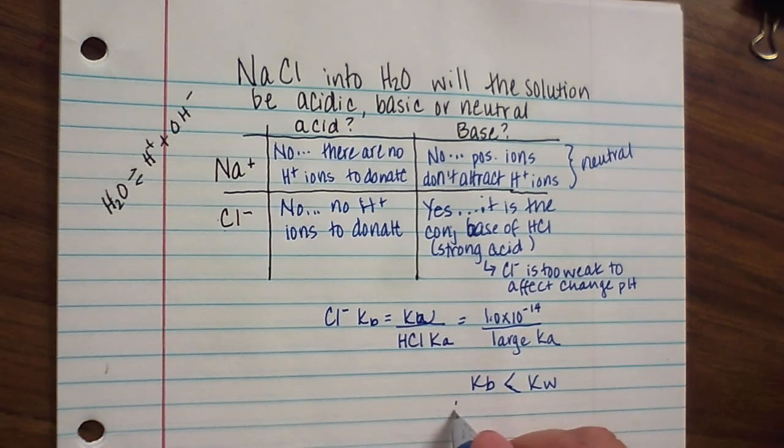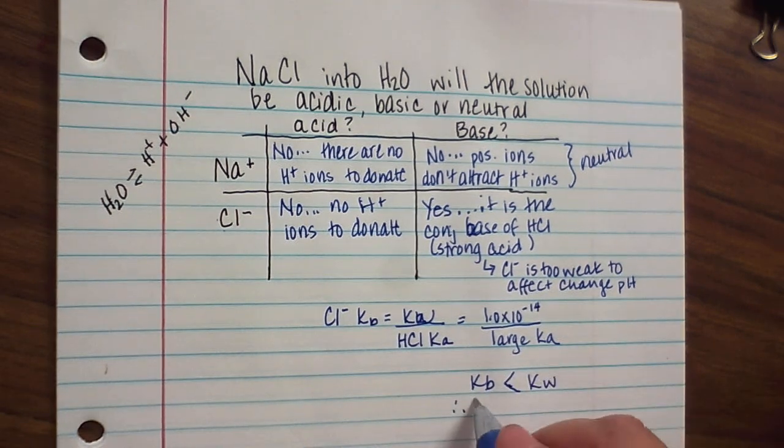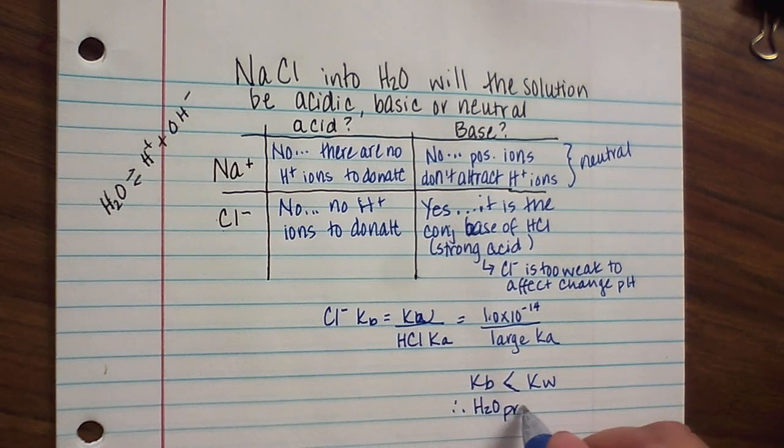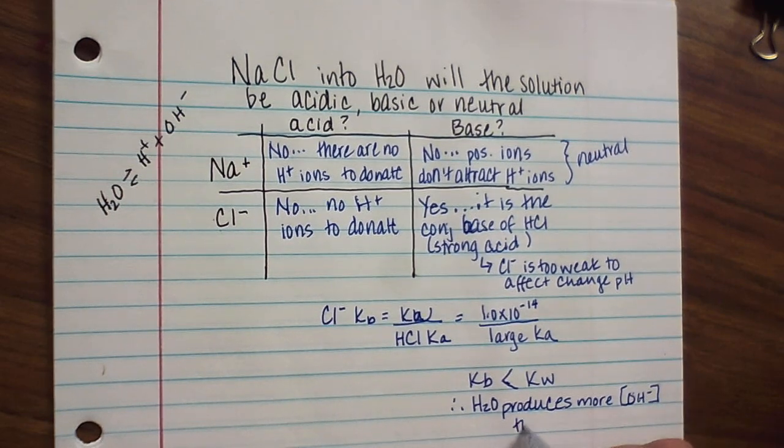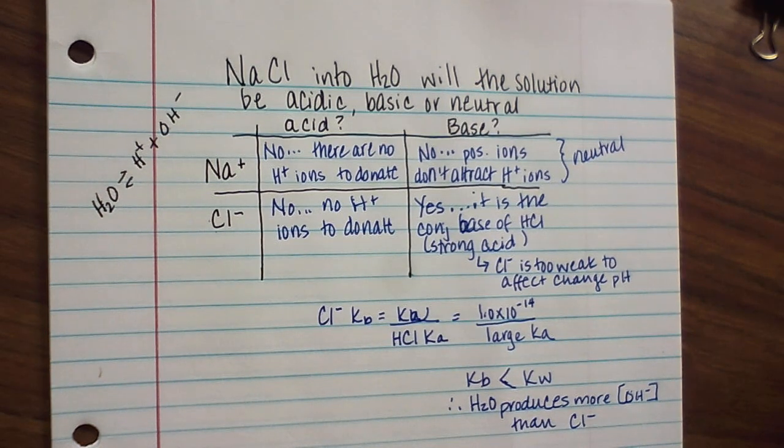And so therefore, the water alone produces more hydroxide than the Cl- when it pulls off those hydrogens, because the water has a higher hydroxide content than the Kb is going to have. Yeah. So is Cl weak because HCl is a strong acid?